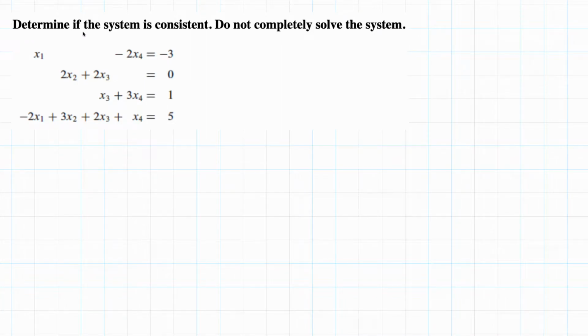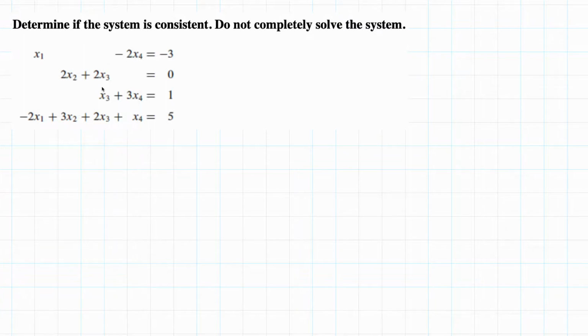Determine if the system is consistent. That means if there is at least one solution. Okay, we know that when we have a system of linear equations, we can have no solution, that is an inconsistent system, or we can have one solution or infinitely many solutions, that is consistent.